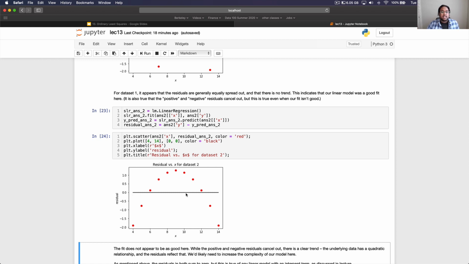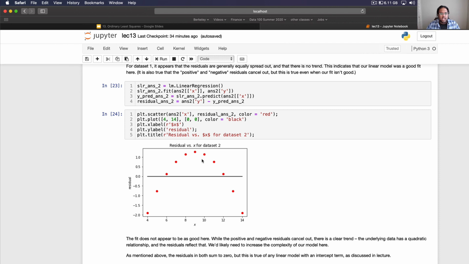So if a point is on or near this black line, it means that for this x value, we made a very accurate prediction, and the further away it is from this black line, it means our prediction was not so accurate. Here, the further we got from x equals 9, which is where these points seem to be centered, the larger the size of our residual was. So it's not the case that vertical spread was roughly even throughout our plot. So this is another reason why a linear model was likely not the best choice for this specific set of values.